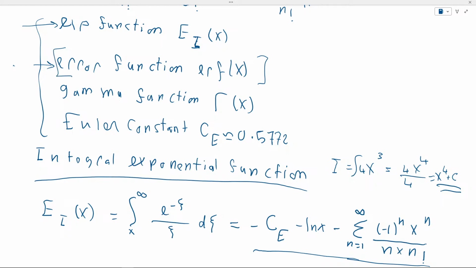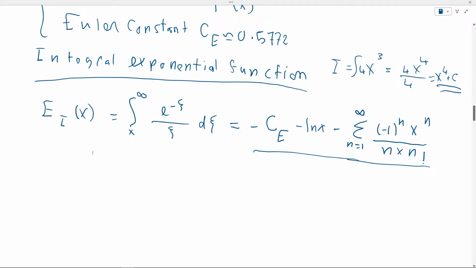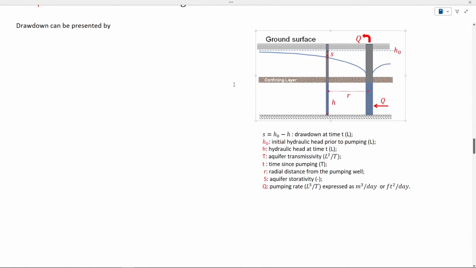I will show you an example in water resources engineering, when you have a well and you're pumping water for municipal, industrial, irrigation use or whatever. This equation has the form of an exponential function, and you need to solve it using an infinite series solution. The solution looks something like this. So let's look at this problem. I have this problem here for you.